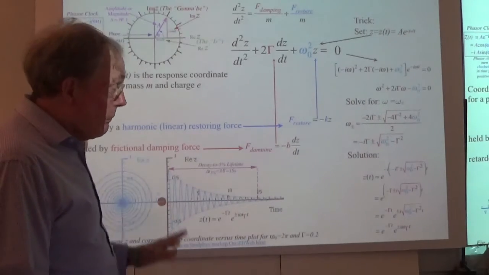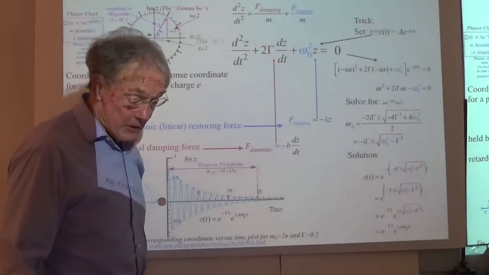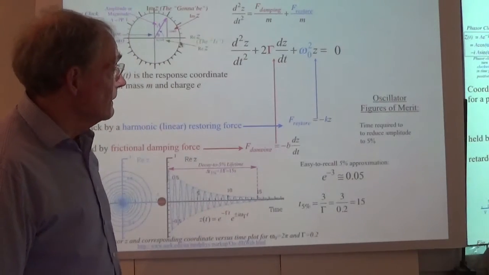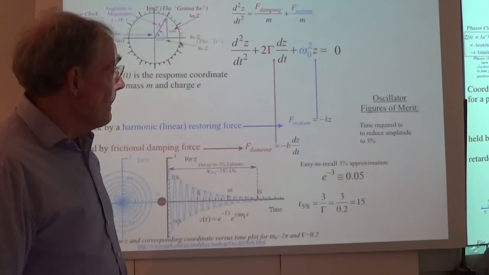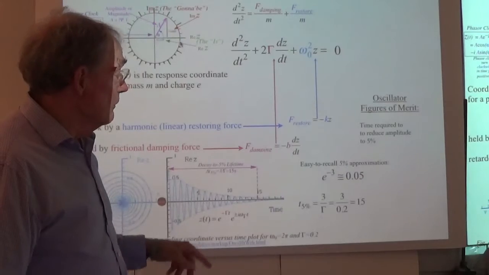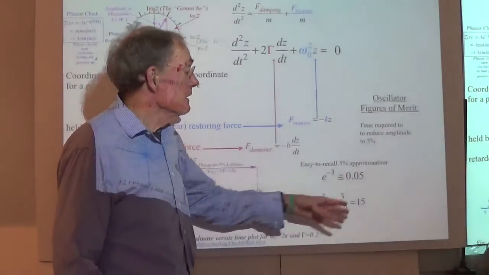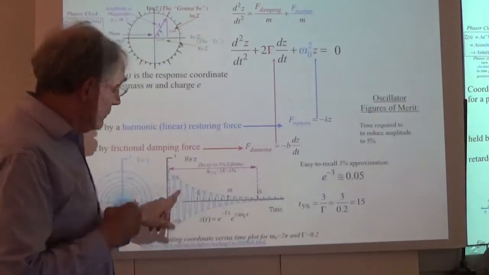That 3 over gamma is the 5% lifetime. And having that value, that benchmark or figure of merit, is, I think, a really important thing. So the time to 5%, 3 over gamma, 15, that's what we're dealing with, and we'll be dealing with this oscillator.